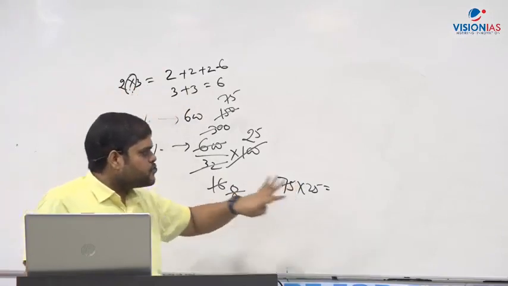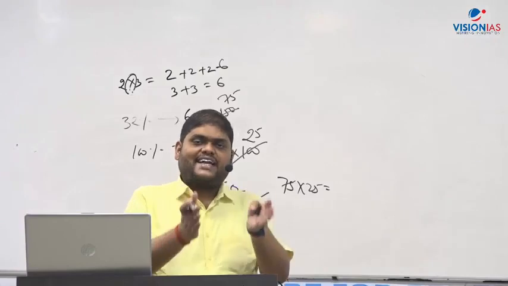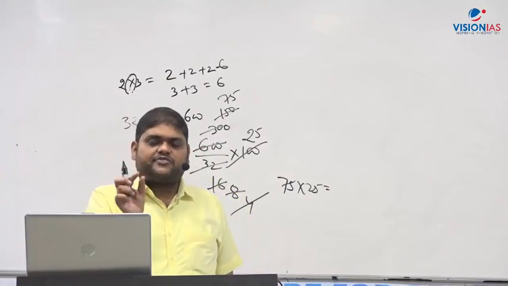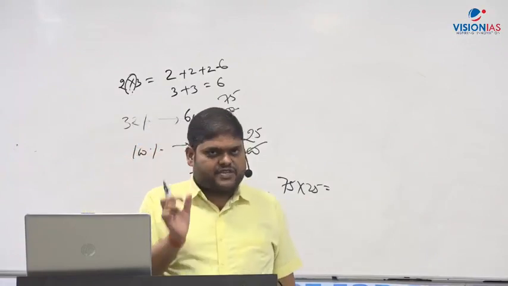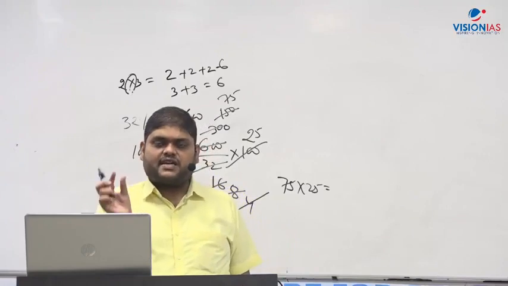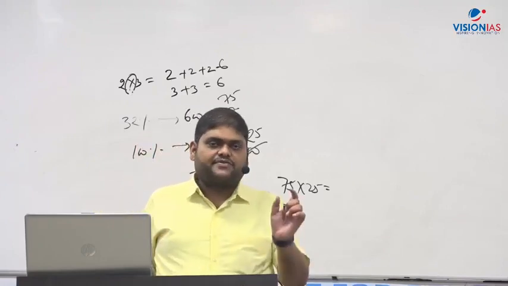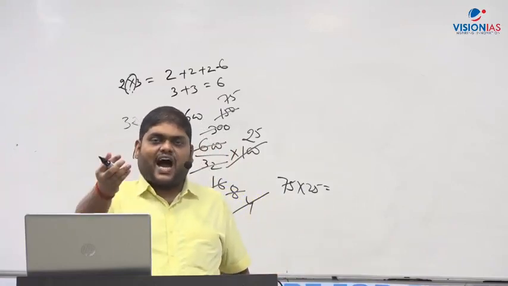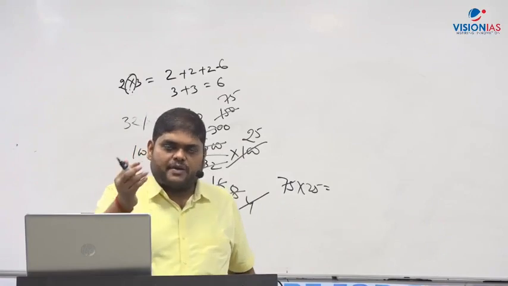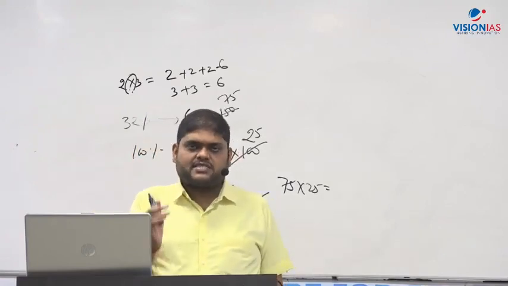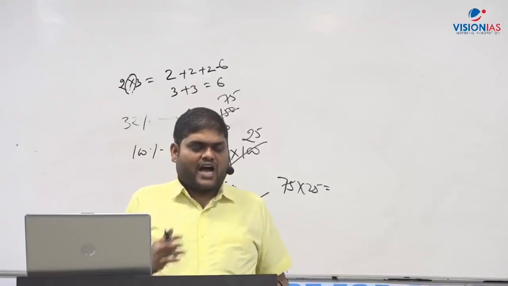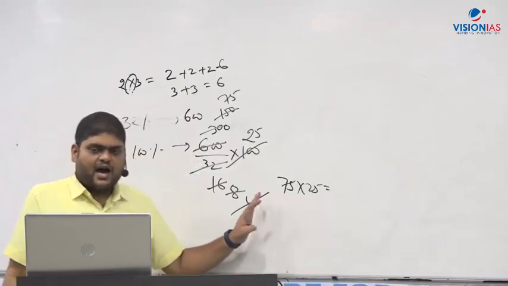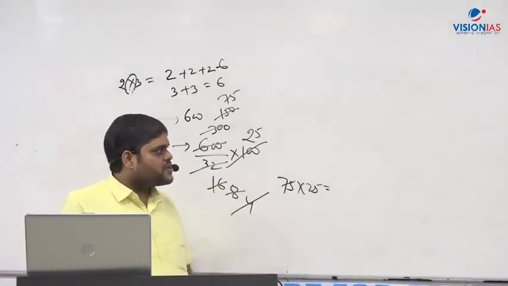So 75 into 25 means you are adding 75 into 25 times. When you add 75 into 10 times, you will get 750. When you add 75 into 20 times, you will get 1500. Then 5 more times means half of 10, so half of 750, which means 375. So the answer will be 1875. If you get it, it's fine. Otherwise you can multiply.